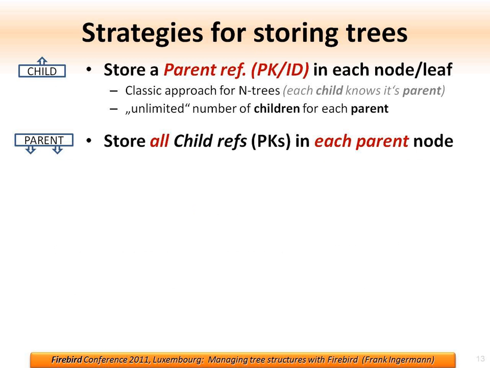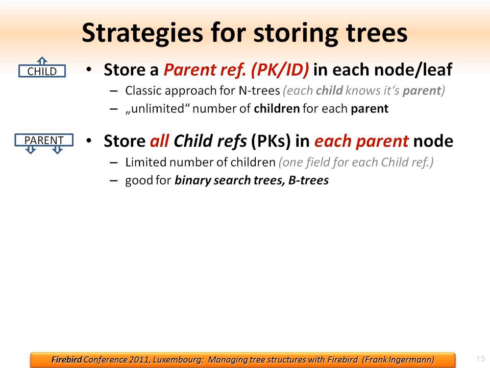But you also have the other way around, and this is quite common in binary search trees, where you have one parent node, and inside the parent node you have the pointers to the left and right child nodes. This obviously means you have a limited number of children, which is okay with binary search trees because you only need 2 children, and that's what they're really made for.